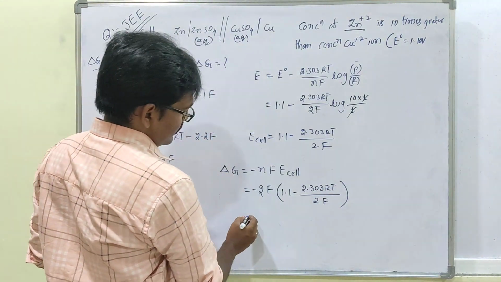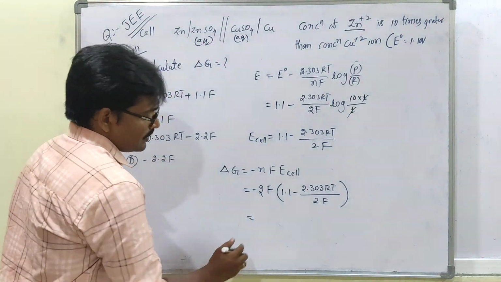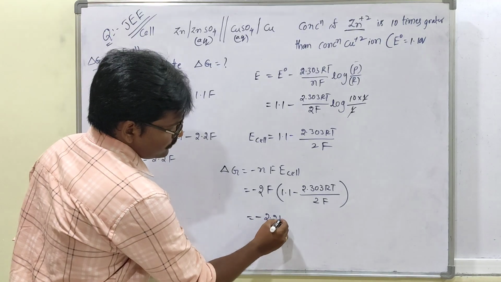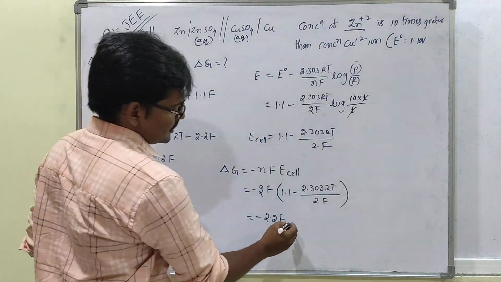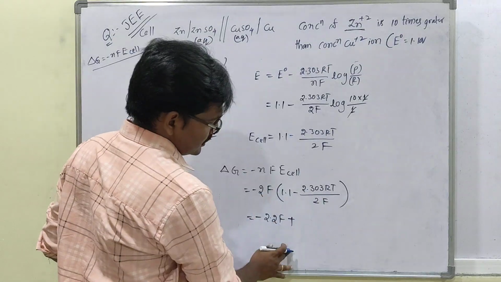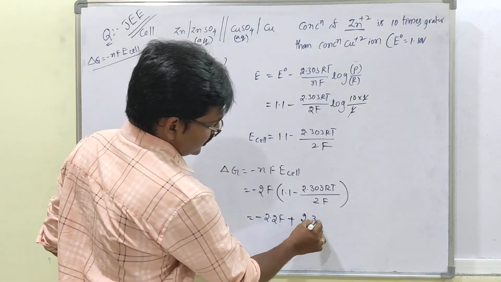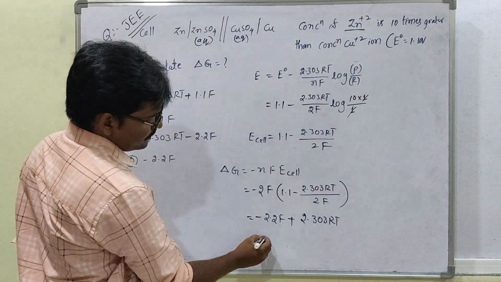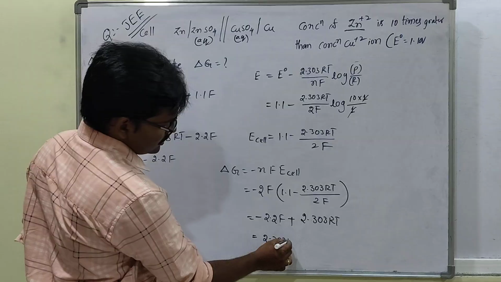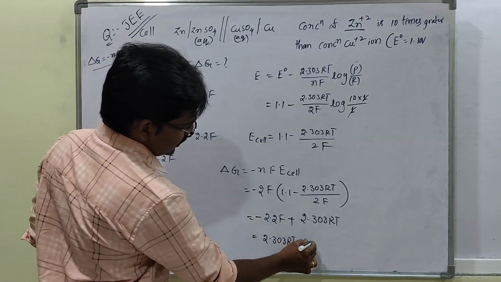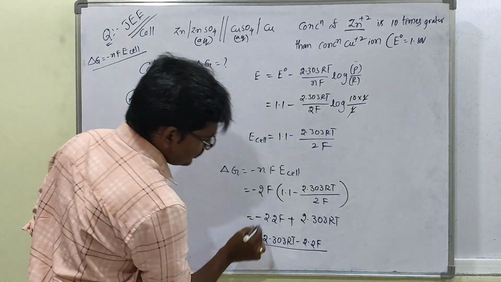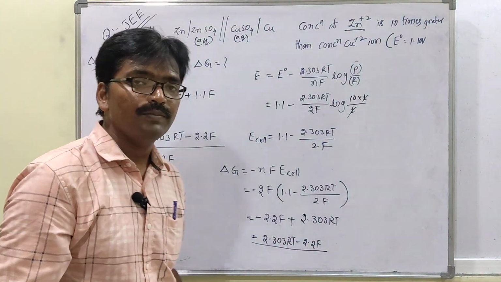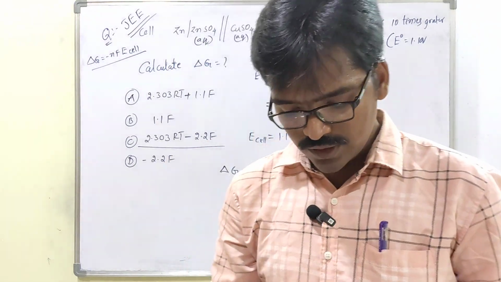Close it. Then look. When this is multiplied with minus 2F, minus into minus gives plus, then 2F cancels, and the positive term 2.303 RT comes in front, then minus 2.2F. So this is the answer: 2.303 RT minus 2.2F. Okay, clear, my dear students?